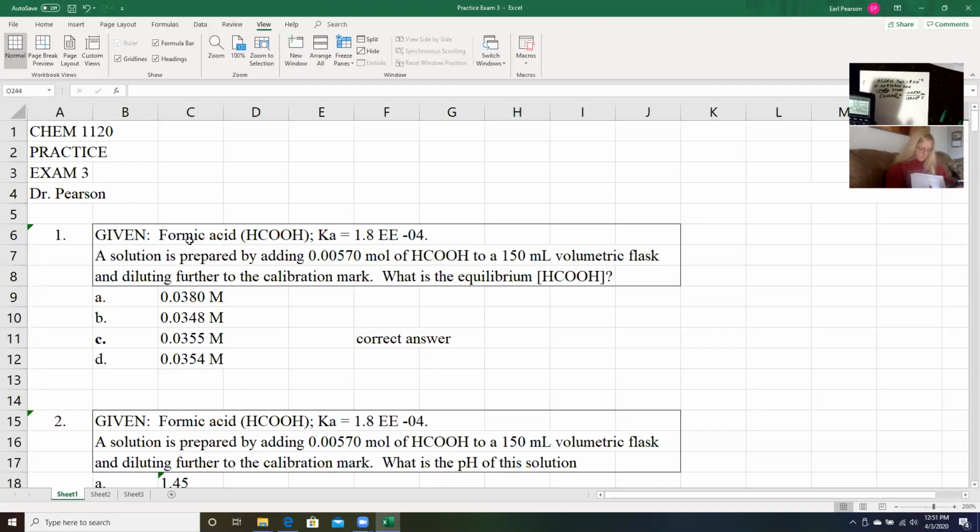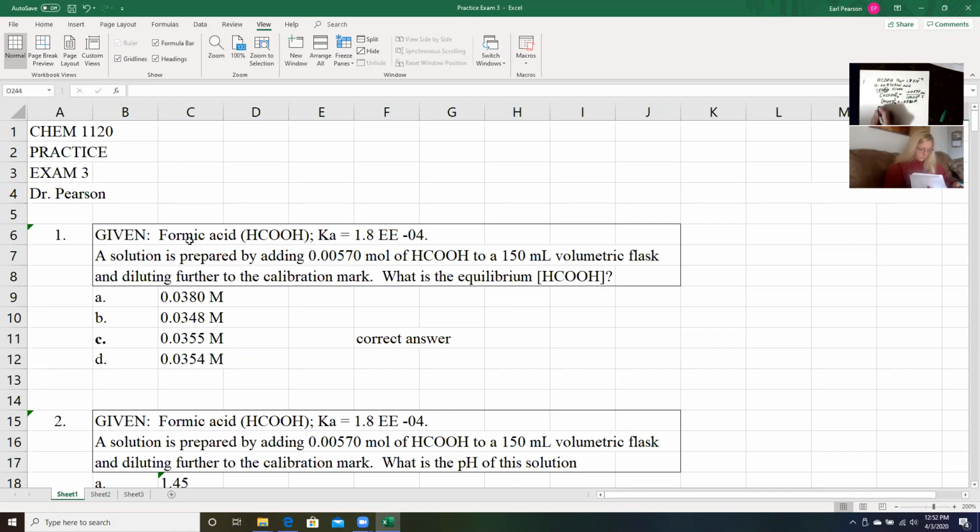So 0.0057 divided by 150 with an exponent, EE, of minus 3. And that should have been divided. There I had times. Divided by 150 exponent minus 3. Now my screen looks right. And so I started out with an initial concentration of this acid. That initial concentration is going to be 0.0380 molar. Now, that's not equilibrium concentration.